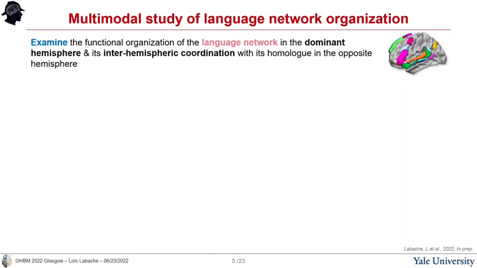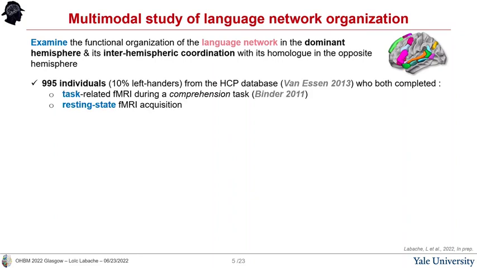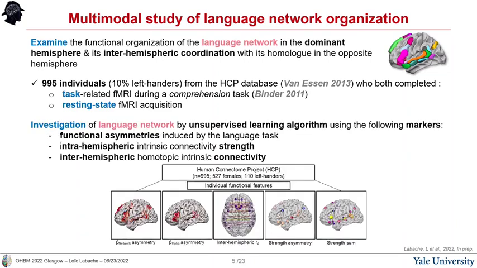In this talk, I examined the functional organization of the language network in the dominant hemisphere and its interhemispheric coordination with its homologue in the opposite hemisphere. To do that, I took advantage of the Human Connectome Project database. I am working with 995 participants who performed both a language comprehension task and a resting-state fMRI acquisition, and I characterized their language network. I have 5 biomarkers for the language network. First, the functional asymmetries induced by the language task at the network level, as you can see in the picture on the right. I also have the functional asymmetry at the hub level, so the Broca and Wernicke areas, for example.